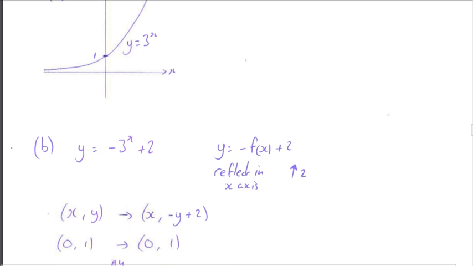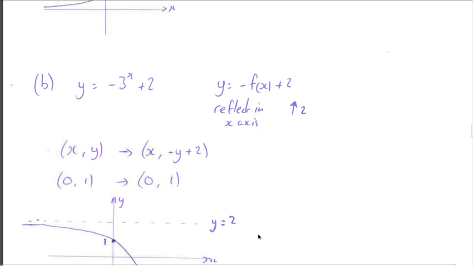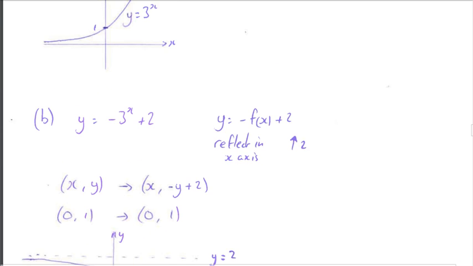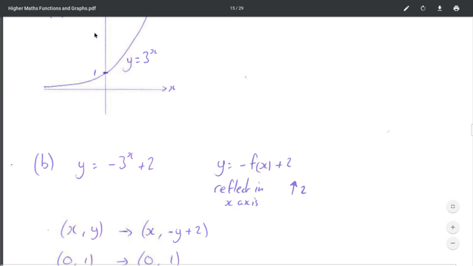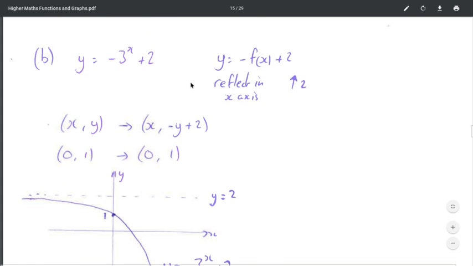So key points on the curve are (0, 1). Again, I could have put (1, 3) on there. So if we reflect it in the x-axis, it's going to do this. And then move the whole thing up by 2. So rather than hugging the x-axis, it's going to hug a straight line up here at a height of 2.